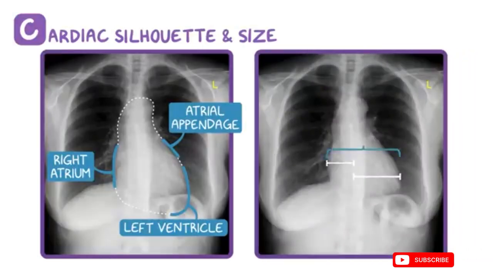Measuring across a normal heart is less than 50% of the greatest diameter of the rib cage measured from the inner portion of each rib. Any larger, and there may be cardiac pathology.